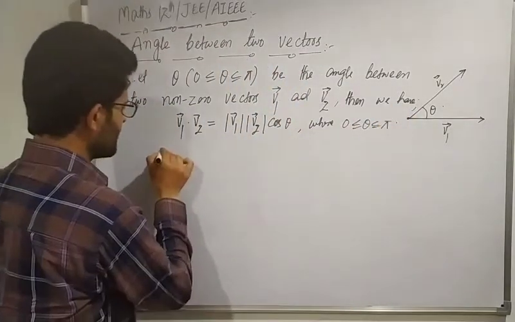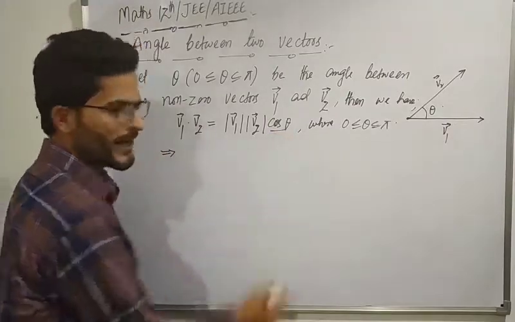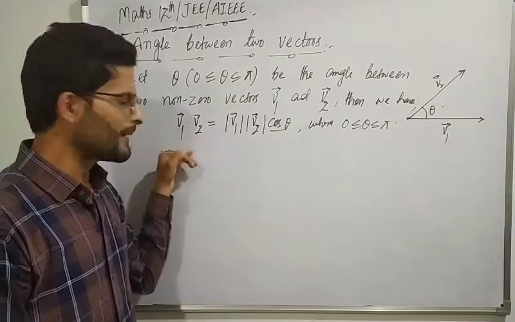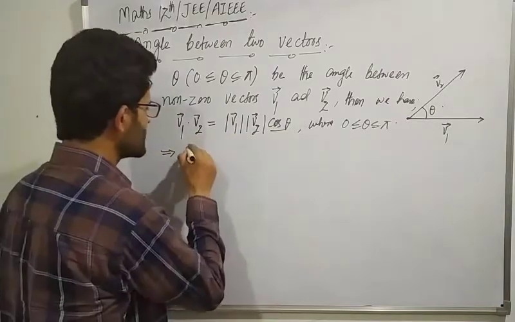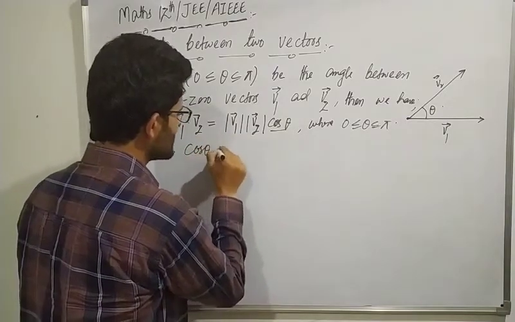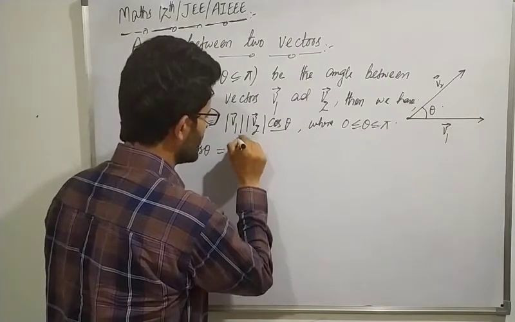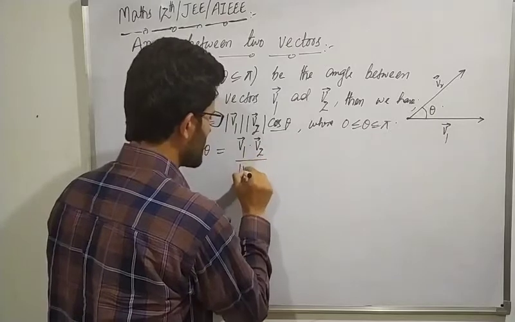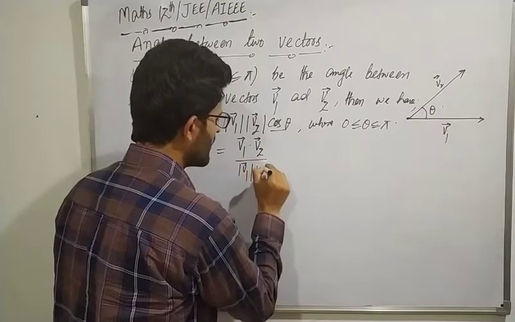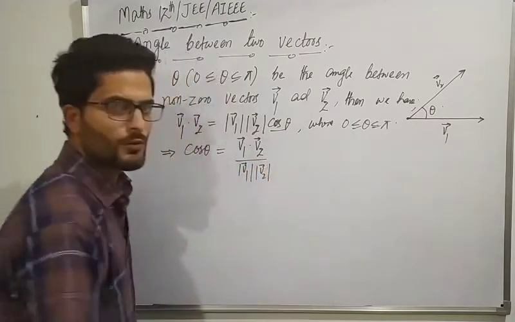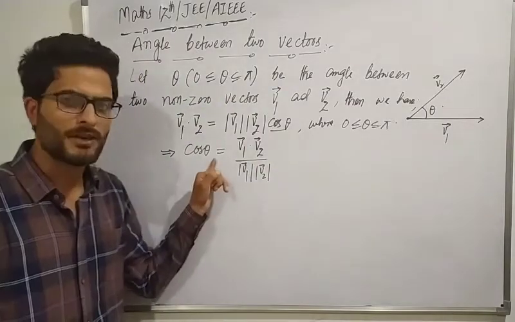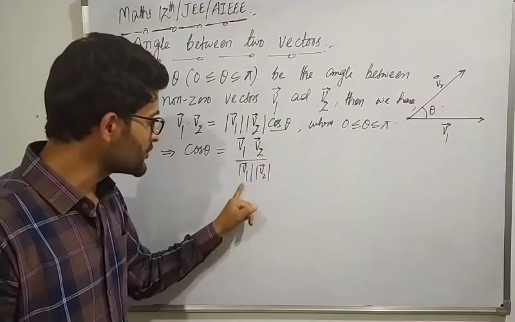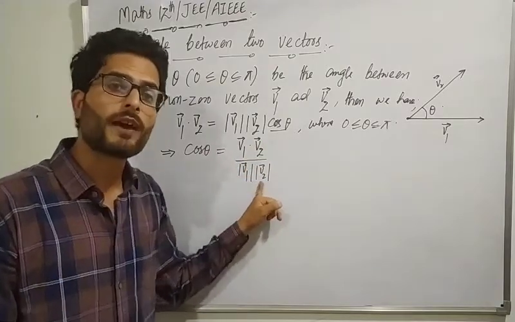So this can be further written as: keep cos theta on the right-hand side, and bring the magnitudes of v1 and v2, which are scalars, to the other side, where they divide, leaving cos theta. So cos theta must be equal to v1 dot v2 divided by magnitude of vector v1 into magnitude of vector v2.